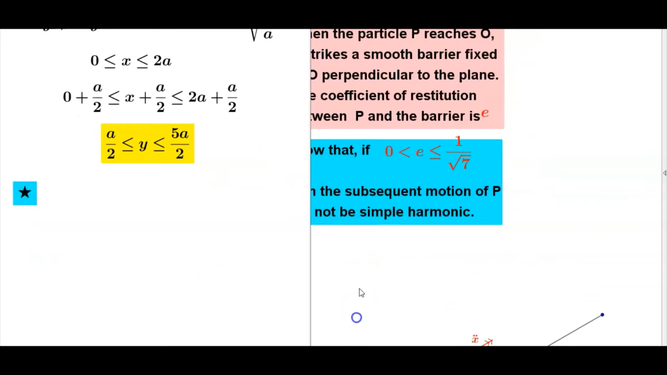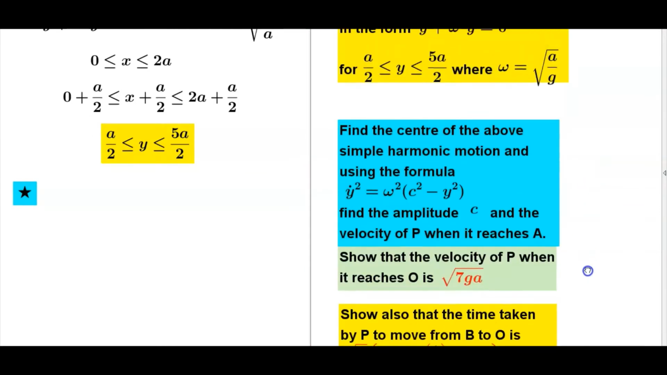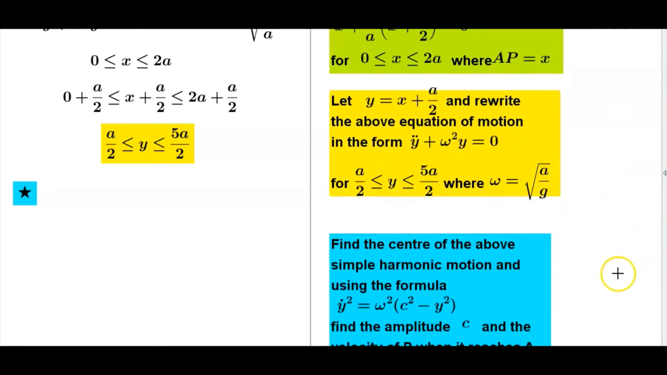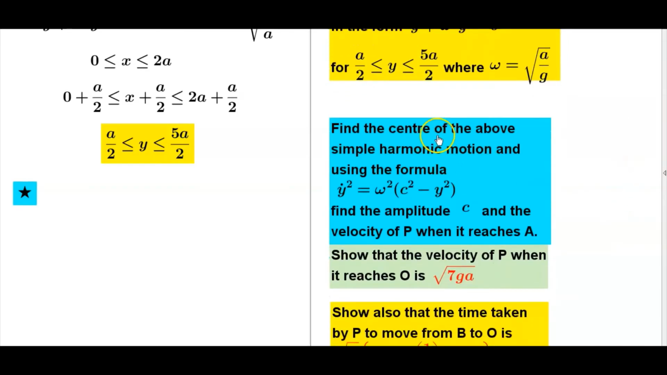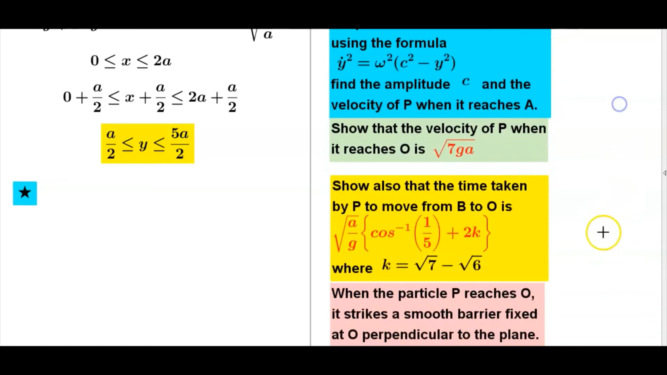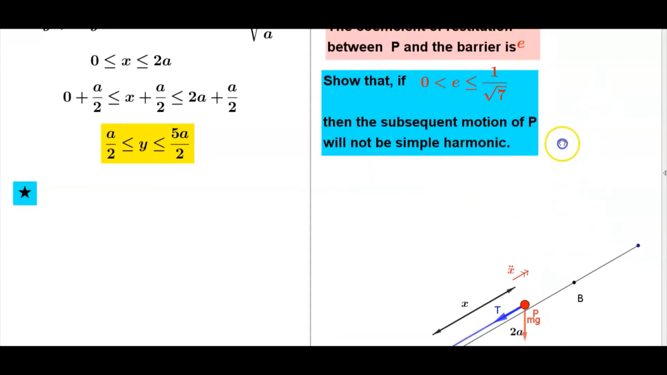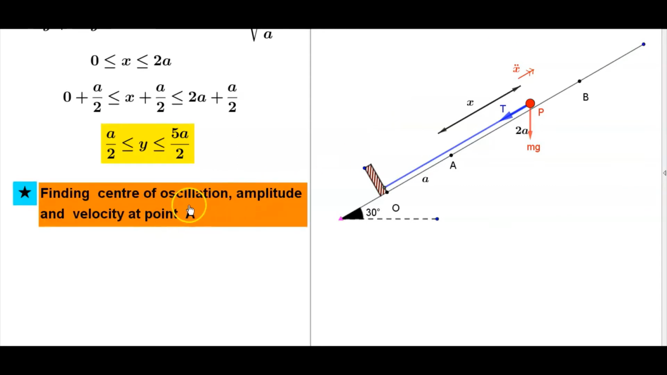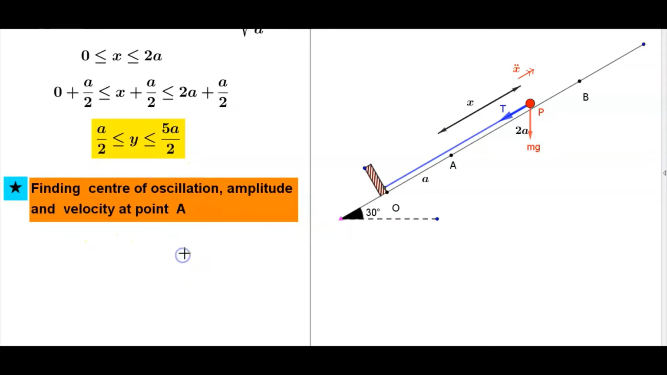Next part: find the center of the above simple harmonic motion, and using the formula, find the amplitude and the velocity at point A. Finding the center of oscillation, amplitude and velocity at point A.